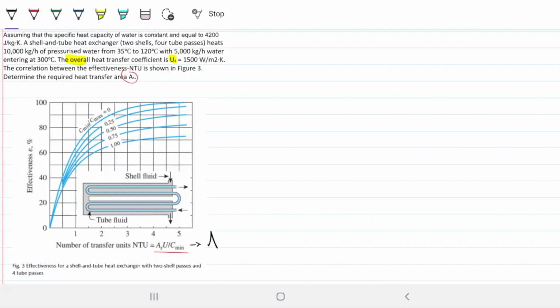We can find area as a function of the NTU because we can multiply the number of transfer units by the C min and divide the C min by the overall heat transfer coefficient. Now, this fella has been given, so that's good, which means we just need to find these two fellas here to be able to solve this question.